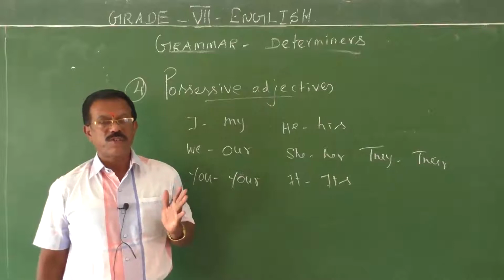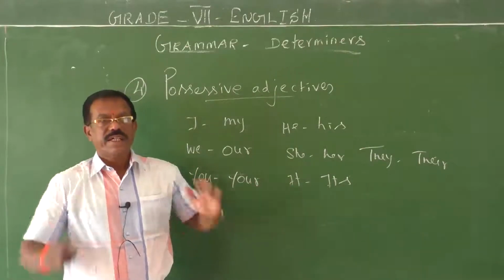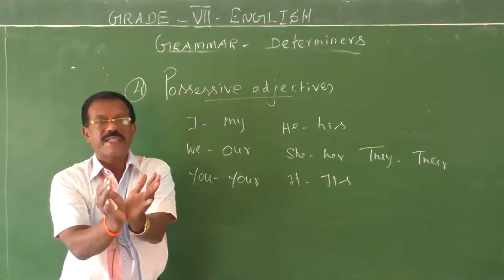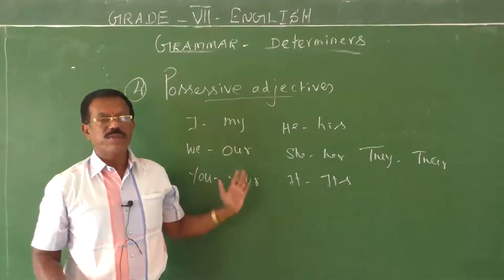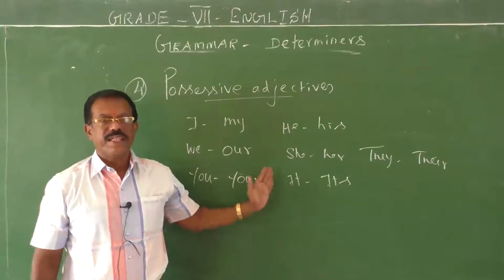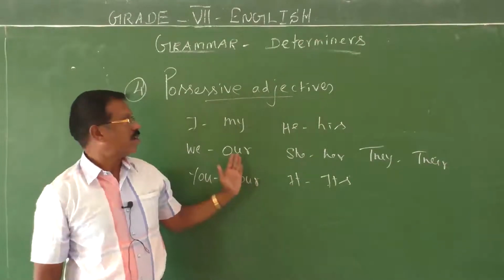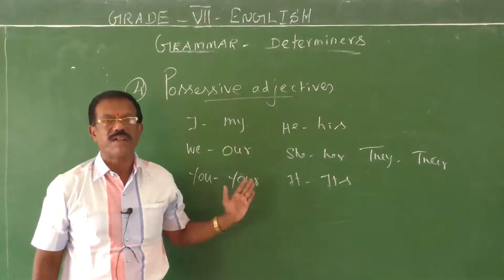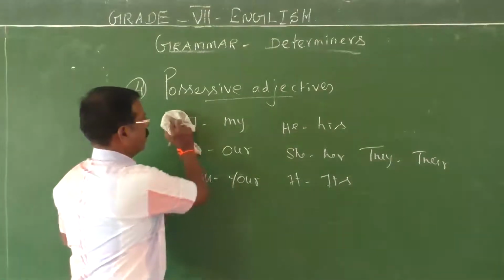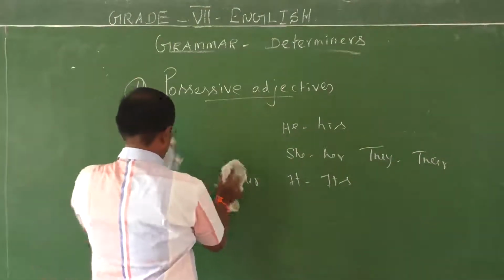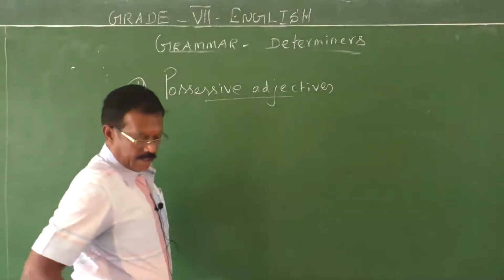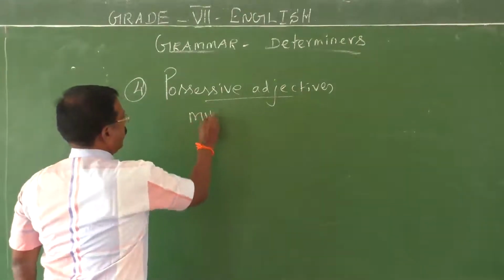These possessive adjectives, when they are used before nouns, restrict and determine the meaning of the noun. Therefore they function as determiners. When we use these possessive adjectives before nouns, they restrict the meaning of the noun. Therefore we call these possessive adjectives determiners. I'll give you examples. See, my, this is my pen.